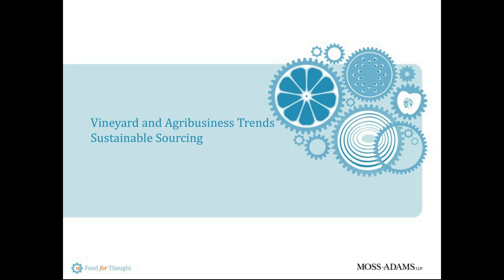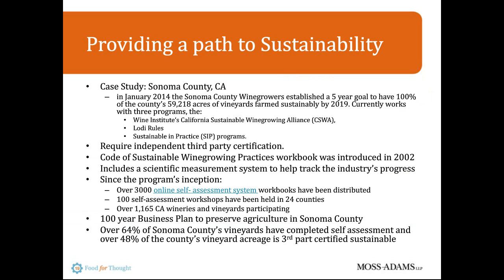So let's talk a little bit about some of the ways we can learn about sustainability and how to get more involved in it. Here in Sonoma County, it's a real prime example. Two years ago, in January 2014, the Sonoma County wine growers established a 5-year goal. They wanted to be the first county in the country to have 100% of the vineyards certified as sustainably farmed.